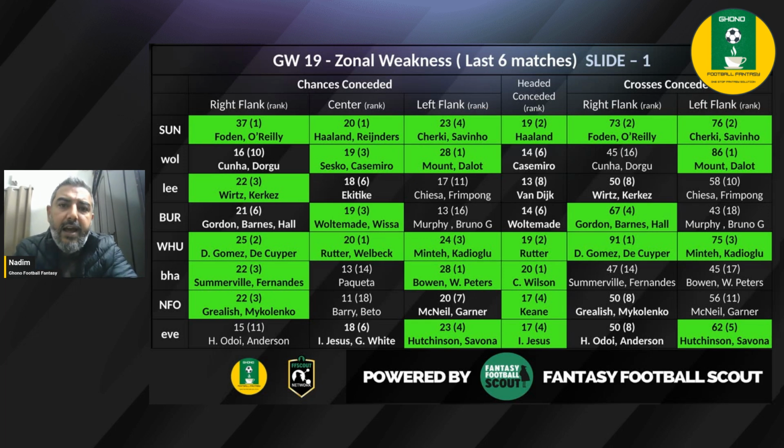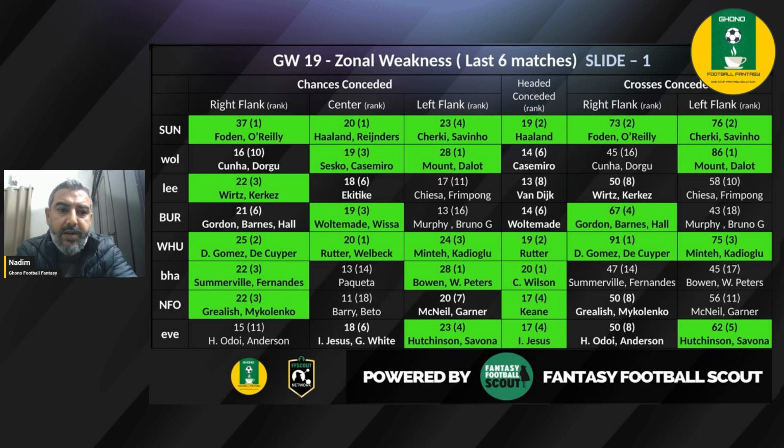Gordon and Barnes, as well as Hall. Lewis Hall really looked impressive against Manchester United, making some really good moves and good runs down the center, but also down the left flank. And of course, providing some of the key passes there. Gordon looked sharp towards the second half against Manchester United. So this could be another match where he could put his name on the score sheet.